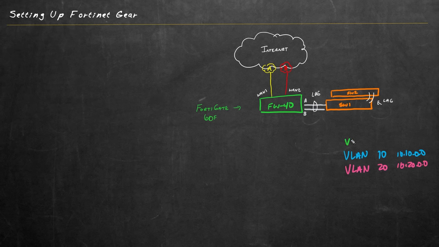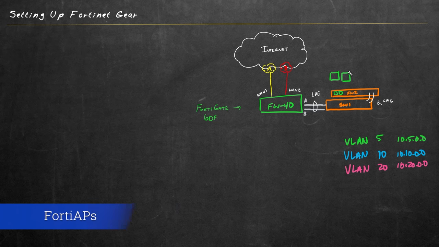And while we're at it, let's create a VLAN that we can use to support our access points for our wireless network. So we'll use VLAN 5 for that with the IP address space of 10.5.0.0. Let's imagine we're going to use these two ports right here in VLAN 5, and there we can plug in a couple of access points. In the world of Fortinet, they refer to their access points as FortiAPs, so I'll label these as FortiAPs. So we have the FortiGate for the firewall, the FortiAP for the access point, and these switches are referred to as a FortiSwitch. Let me label that as well.